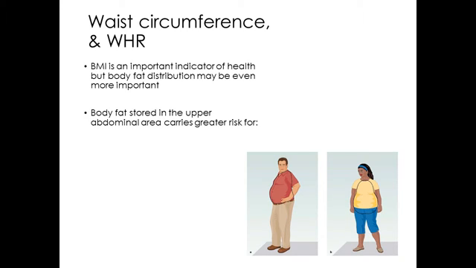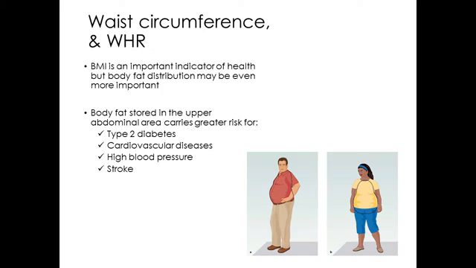So body fat stored in the upper abdominal area carries the greatest risk for type 2 diabetes, cardiovascular disease, high blood pressure and stroke. So if you happen to carry your body fat in the lower gluteal or hip region, you are more protected against these conditions than somebody who carries it in the upper abdominal area.